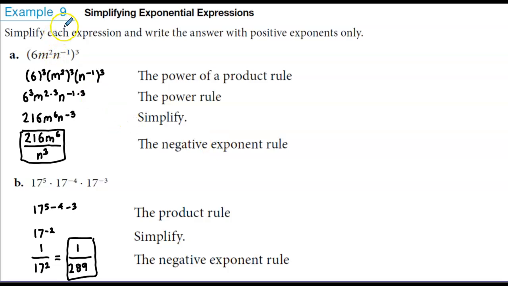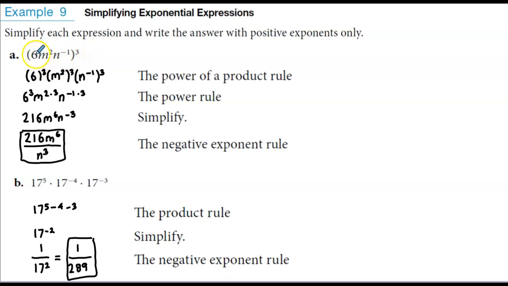Example number 9, we're simplifying exponential expressions. We're going to simplify each expression and then write the answers with positive exponents only. So in the first part, we have a base which is inside the parentheses of 6m squared n to the negative 1 power raised to the third power.